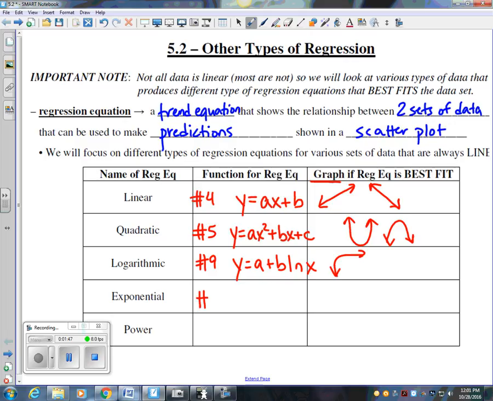Exponential is number 0 in the calculator, and that is y equals a b to the x. And you have exponential growth, and you have exponential decay. A power function is actually A in the calculator, and that is y equals ax to the b power. And they look like that. Okay, all right, pause it if you need to.